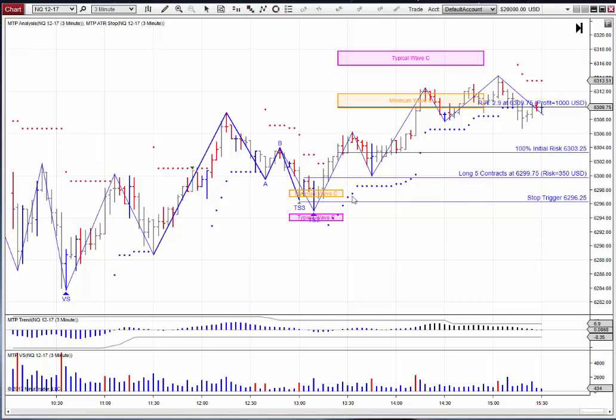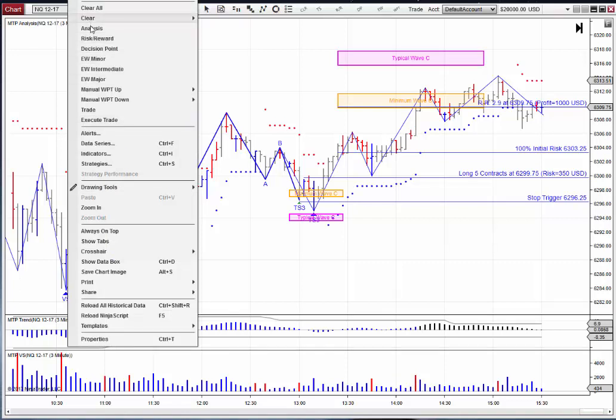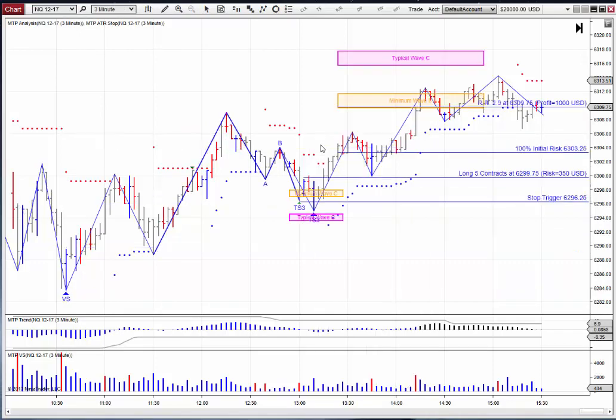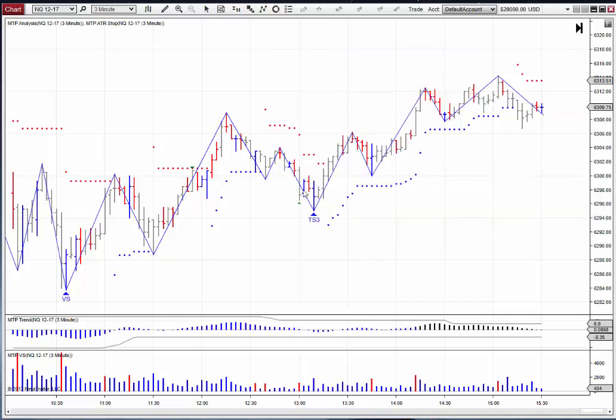So the loss would have been a -1R, or 1 risk unit. This is why it's important to count your potential profits in relation to your losses, because this profit back here would have been plus 2.3R, or 2.3 risk units, whereas this loss here would have only been 1R, or 1 risk unit. So the loss was kept small in relation to the profits. The market then kept going down a bit, so that would have been a losing trade.